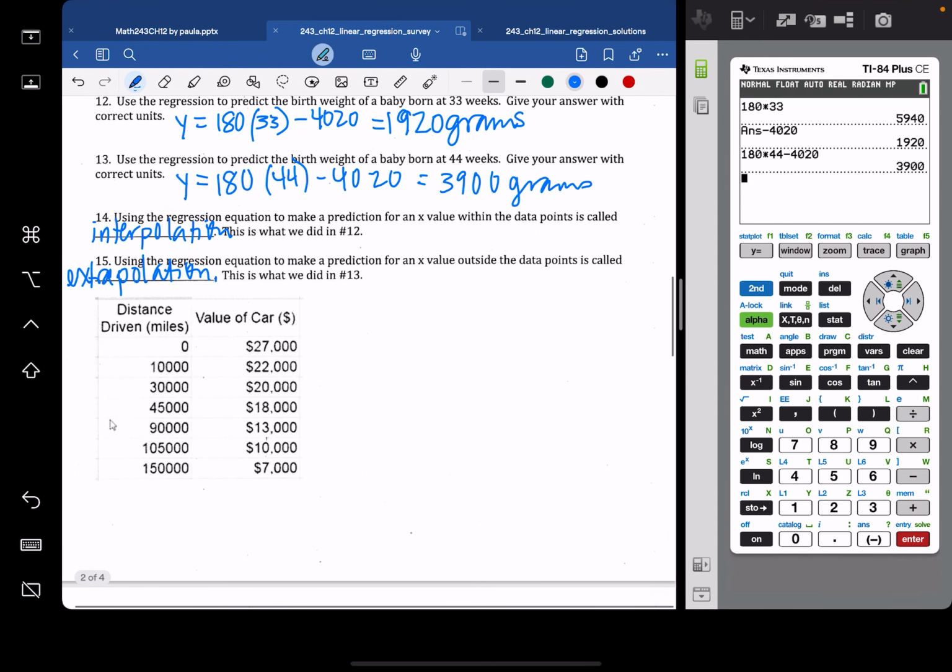So this next problem is showing you that as the distance driven on a car increases, the value of the car decreases. And I actually came up with some data similar to this when I was shopping for a car. A while ago, I was interested in a particular model of car, and I located a bunch of different ads. The cars had different miles on them, and then they had different values.